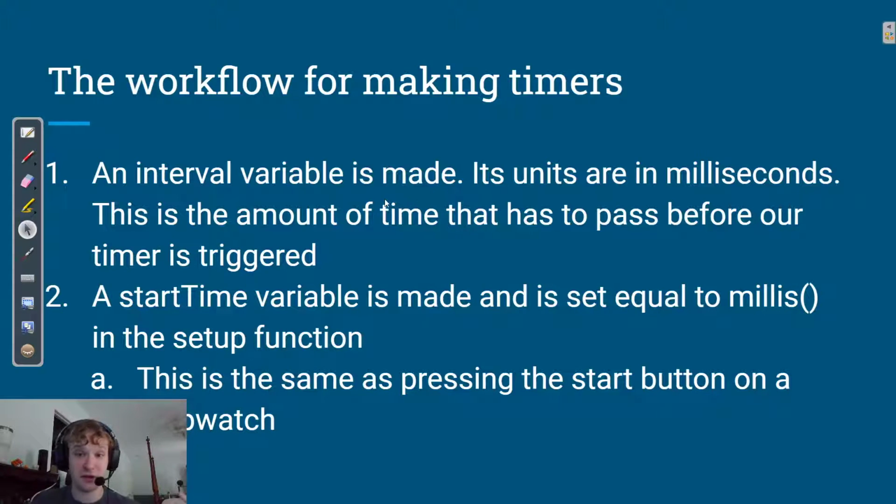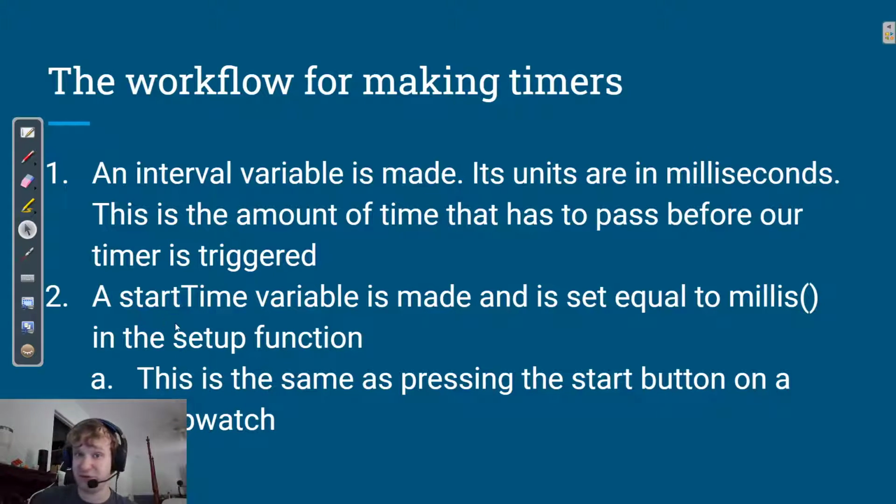The workflow for making timers is, the first thing is I usually make an interval variable. It's a constant variable. It's not going to change at any point usually. The units are in milliseconds, because whenever we're dealing with time with computers, it's usually milliseconds. That's just how fast it goes. But this interval is going to be the amount of time that needs to pass before the code that we want to run with our timer should be triggered. So in the stoplight example, it was 10 seconds, because you don't want it to change colors except every 10 seconds. So interval would be set equal to 10,000, which is the value in milliseconds equal to 10 seconds.